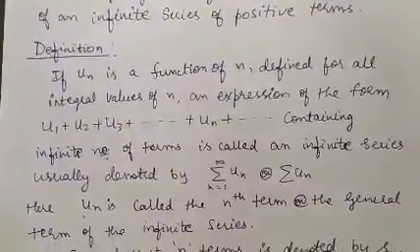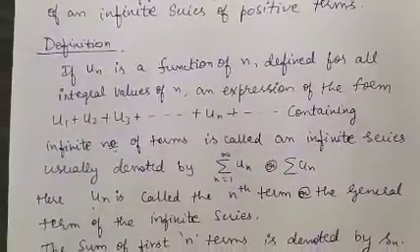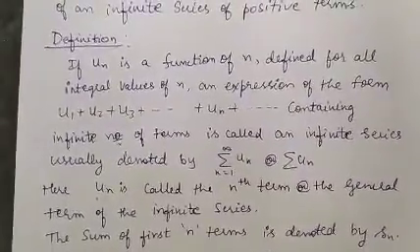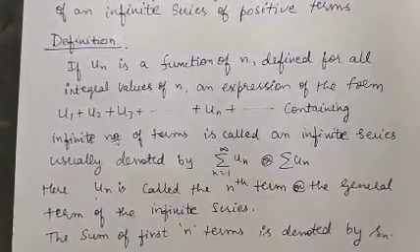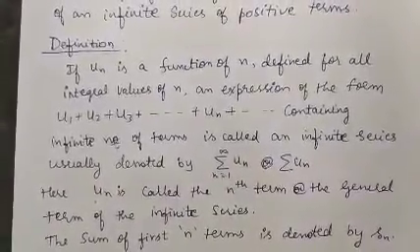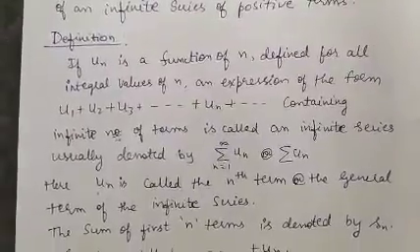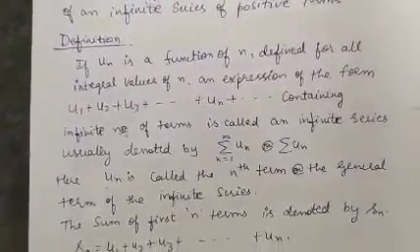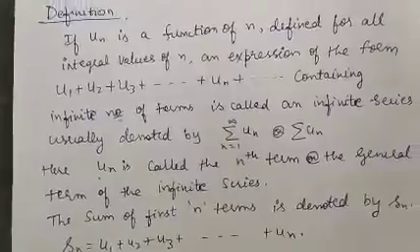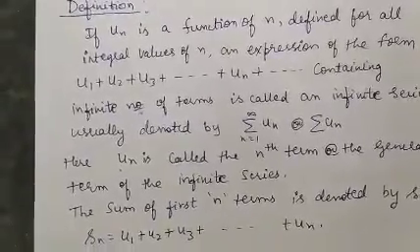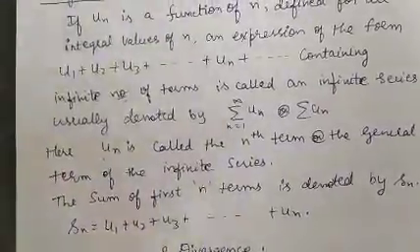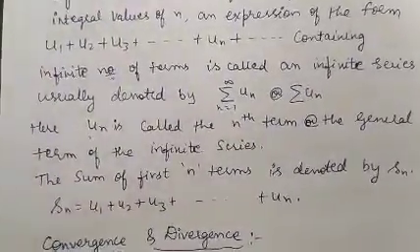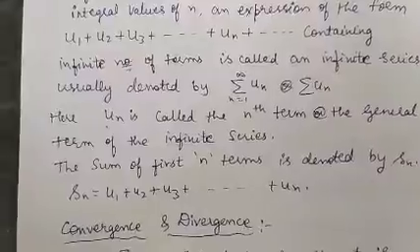terms. Definition. If un is a function of n defined for all integral values of n, an expression of the form u1 plus u2 plus u3 plus dot dot dot plus un plus dot dot dot containing an infinite number of terms is called an infinite series, which is usually denoted by summation of un where n varies from 1 to infinity. Here un is called the nth term or the general term of an infinite series.